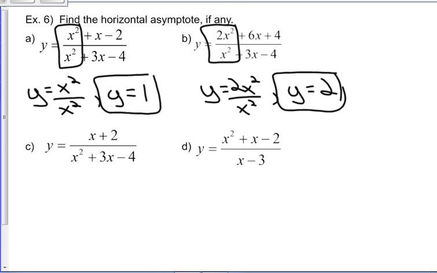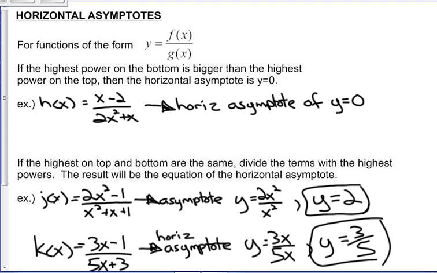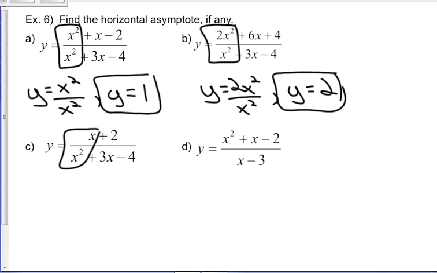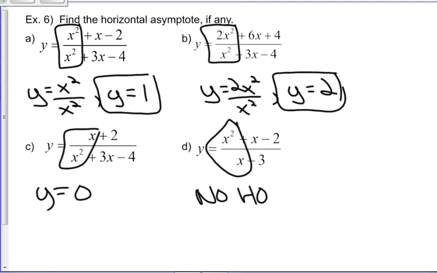In C, higher powers on the bottom. What does that do? Horizontal asymptote is y equals 0. Whenever the higher power's on the bottom, we get this. And the last one, higher power is on the top: no horizontal asymptote. And again, at the very end of the video, I'll go into one of those, but it's not in the curriculum.